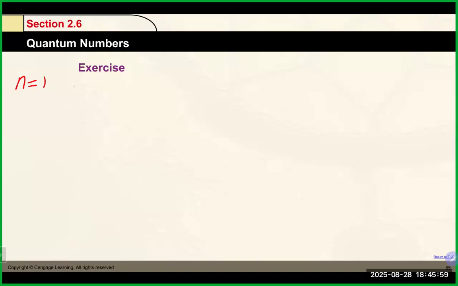Now, when we look at L, it can have values, as I mentioned, of 0 to n minus 1, which means in this case, if n is equal to 1, 1 minus 1 is 0, right? So the only value that you could have in an n equals 1 for L is 0. Now, why is that important? When you have an L value of 0, it represents our friend, the s orbital. So when you have a 0 for L, it represents the s orbital.